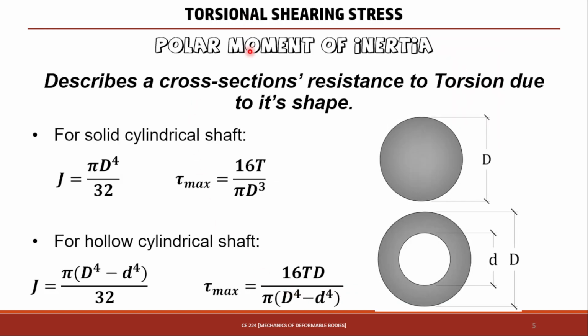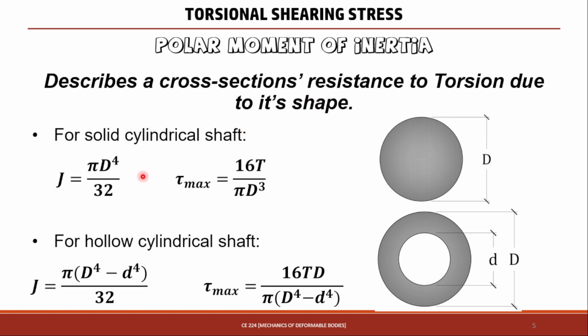So, when we say polar moment of inertia, it describes a cross-section's resistance to torsion due to its shape. In other words, polar moment of inertia is the cross-section's ability to resist twisting. Okay? Twisting. And when we say moment of inertia, it is the cross-section's ability to resist rotation or bending. Okay? So that is the concept of moment of inertia.